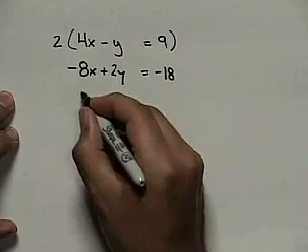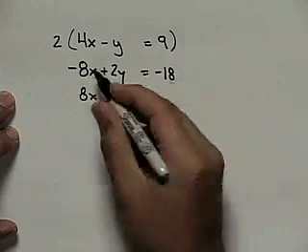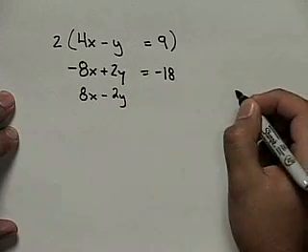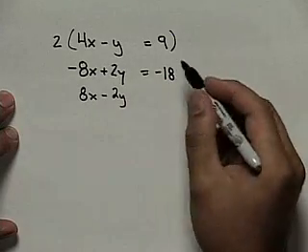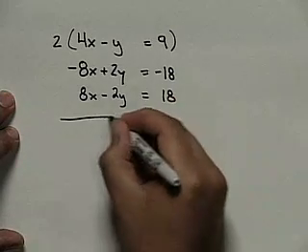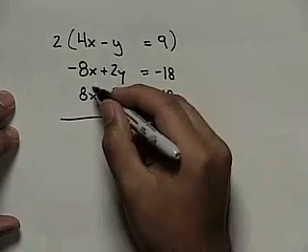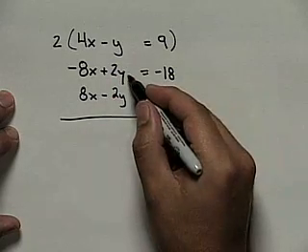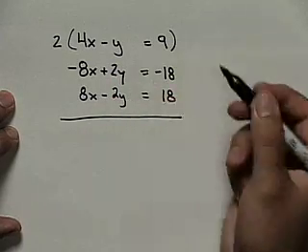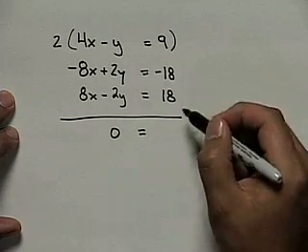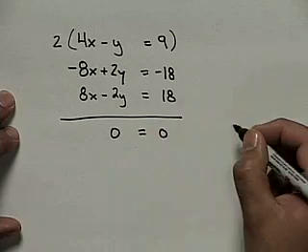2 times 4x is 8x. 2 times negative y is negative 2y. 2 times 9 gives us 18. And now, when we add these two together, we get negative 8x plus 8x, which gives us 0. Positive 2y minus 2y, which again gives us 0 on this side. But notice on the other side we have a negative 18 plus 18, which gives us 0 as well.